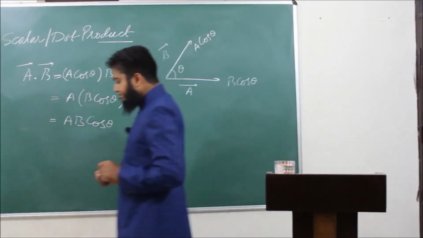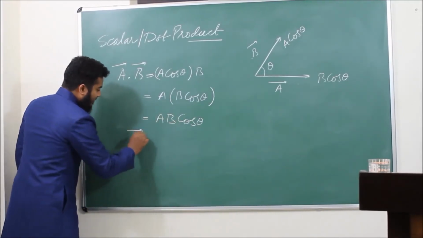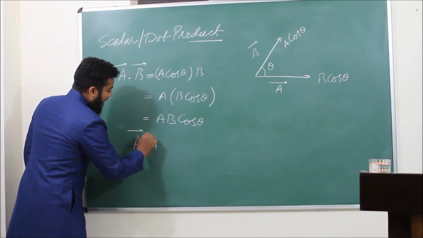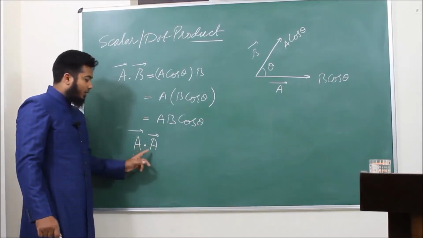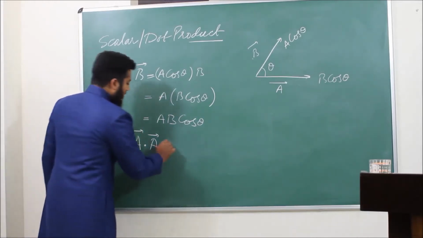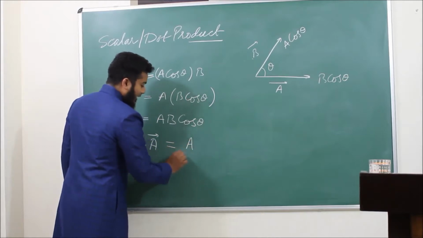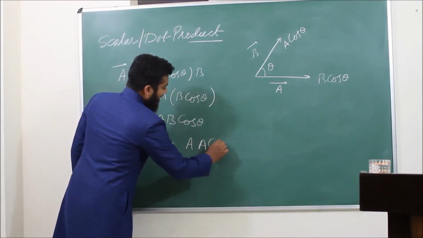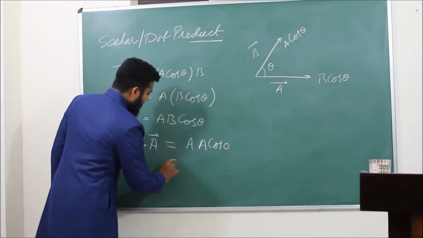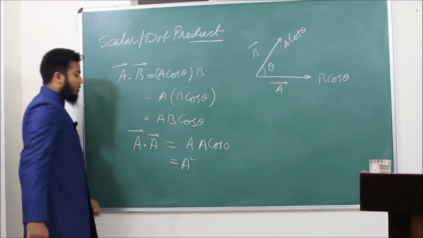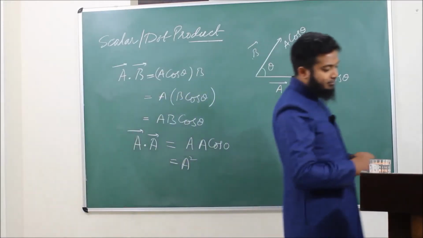And the self dot product, say if I multiply A by the same vector A. If I write A dot A, the dot or scalar product of the same vector, then A and A are in the same direction. So it is just A times A and the angle is 0, so cos 0 is 1, so this becomes simply A square. So self dot product is simply the square of the magnitude.